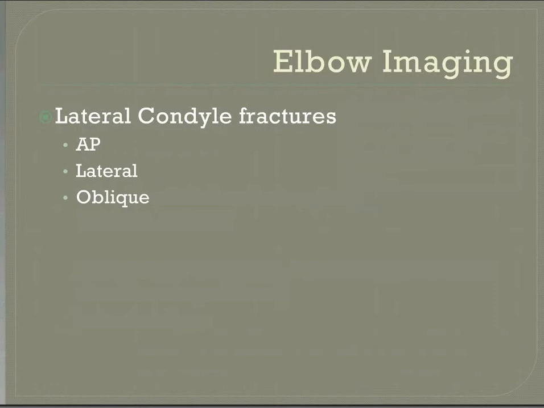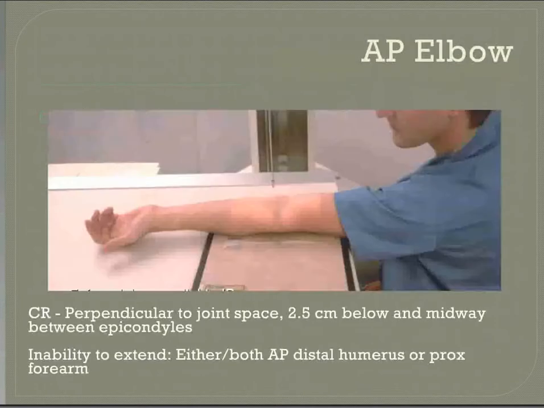So the AP elbow is done in extension generally, but often in trauma cases we have a patient that's unable to completely extend their elbow. In that situation, it's either done as an AP of the humerus, distal humerus, or of the proximal forearm. And this is a standard AP.